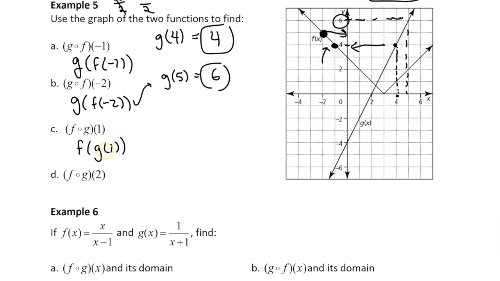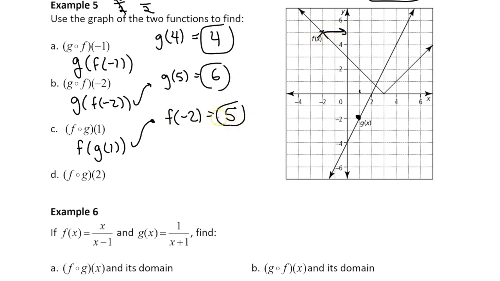F of g of 1. G of 1, I'm just going to erase this to help out. Okay, g of 1 would be at negative 2. So I get f of negative 2, and f of negative 2 would be right here at 5. And then f of g of 2. G of 2 is right here at 0. And f of 0 is right here at 3.